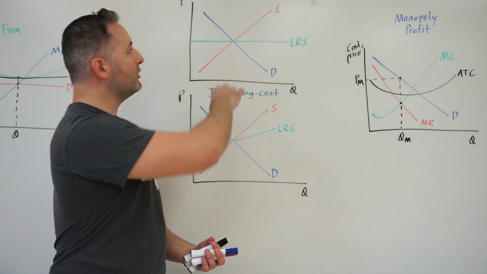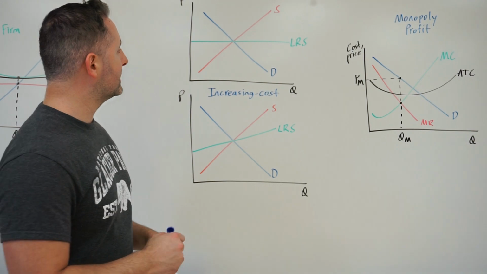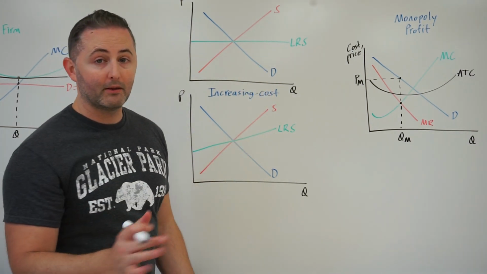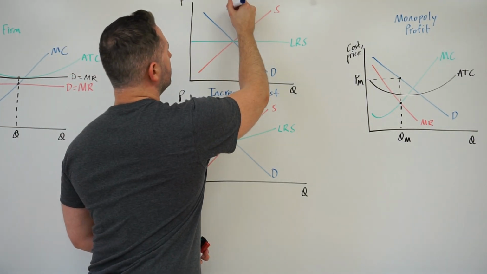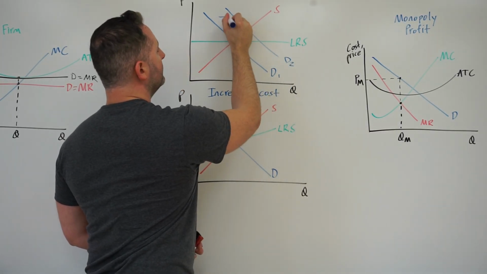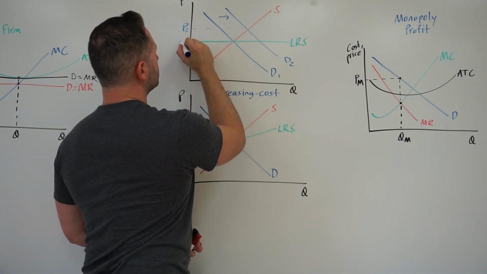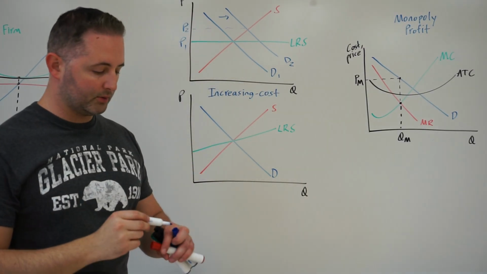So the idea, we're in equilibrium here, supply and demand are in equilibrium, and let's say that there is an increase in demand. We could do decrease, by the way, it doesn't matter. We're going to do increase here. So we're going to shift our demand curve to the right, D1, D2, and we see that that gives us a new higher price, which we'll call P2.